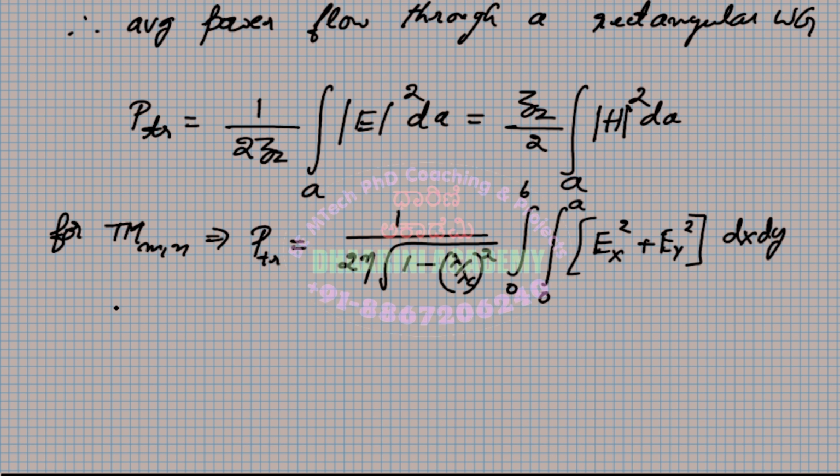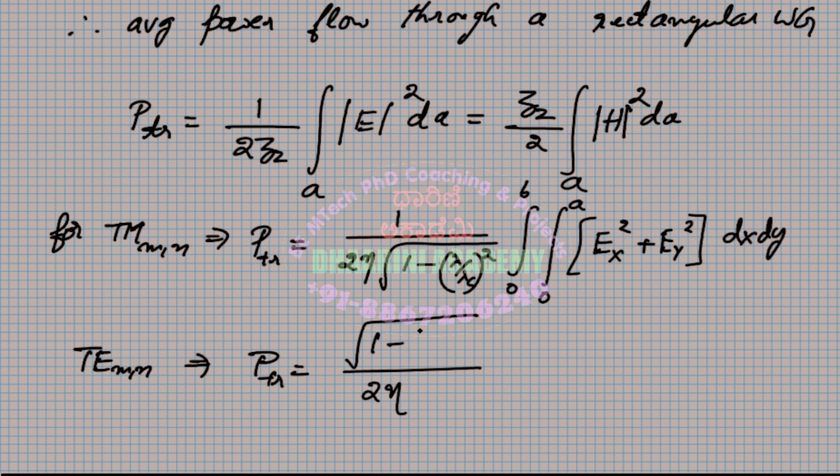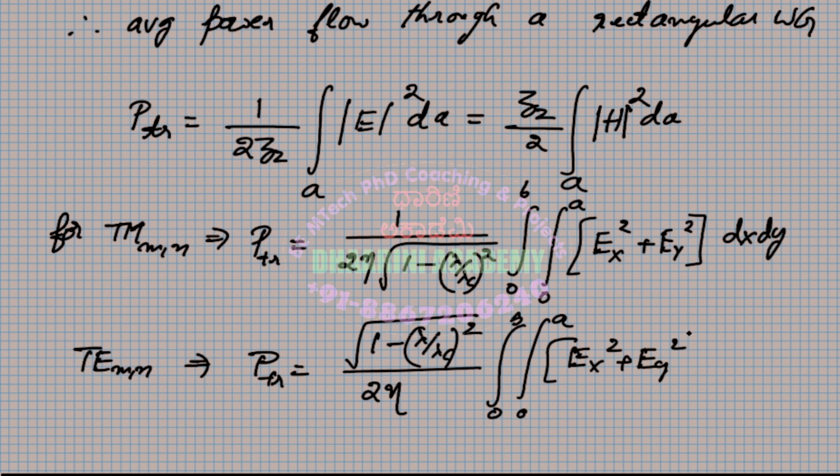So very similarly, I can go for the TE m comma n wave. The power transmitted can be calculated in the following notation. So you see the Z_Z value is changed now. Z_Z value gives you a denominator 2 times this eta. The term goes to numerator, 1 minus lambda by lambda c the whole square. Again, integration 0 to b, integration 0 to a, right? It is Ex square plus Ey square dx dy. That's all.